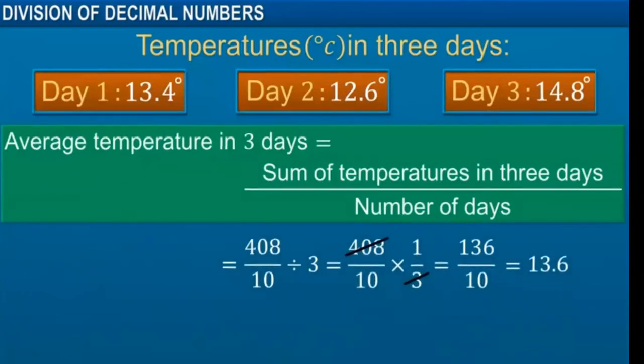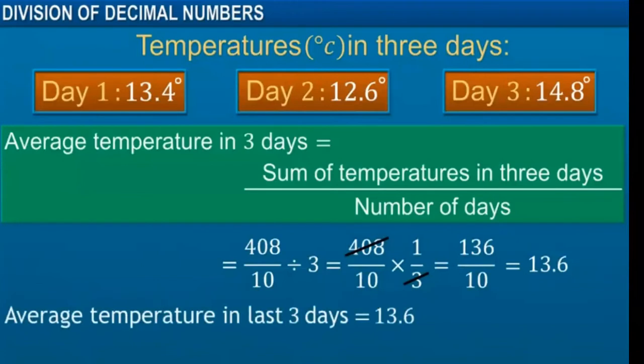Okay, so yesterday we have seen till here, that is how to do the division of a decimal with a whole number. So we had the decimal number 40.8, so that decimal number was converted into a fraction. So that was 408 by 10 divided by 3. So we took the reciprocal of 3, did the multiplication, final answer 13.6. Okay, so this is what we saw yesterday. So the average temperature in the last 3 days has been 13.6.